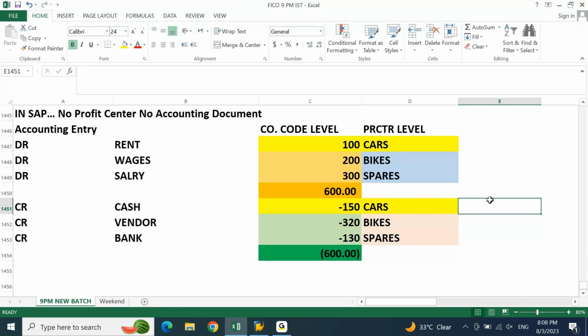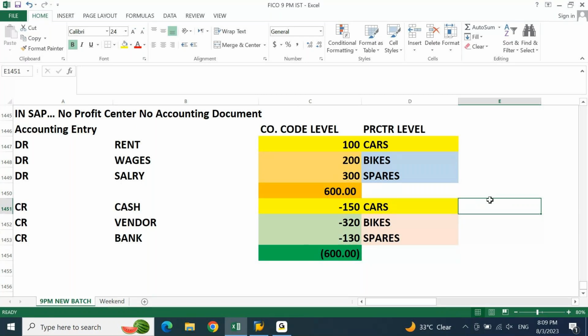There is no rule that you have to put cost center. You will put cost center only when you are using a cost element. Rent, wages, and salary are also cost elements, sir, in S4 HANA. But it is not mandatory to create them as a cost element. So we're not currently talking about cost center. We are only talking about profit center. That's why I'm not writing cost center here.